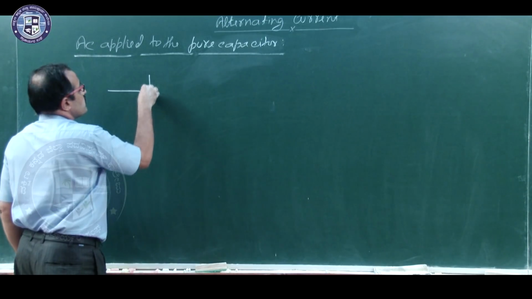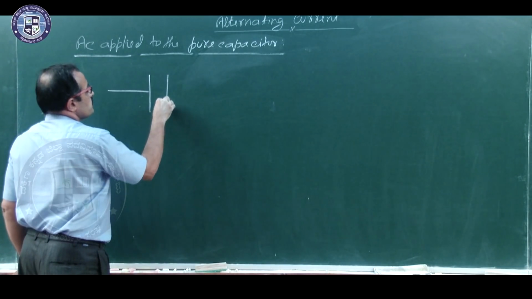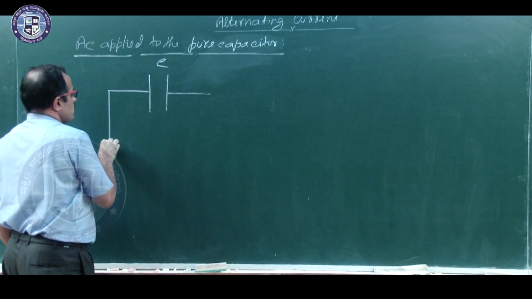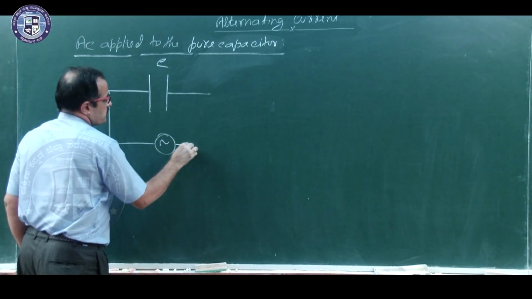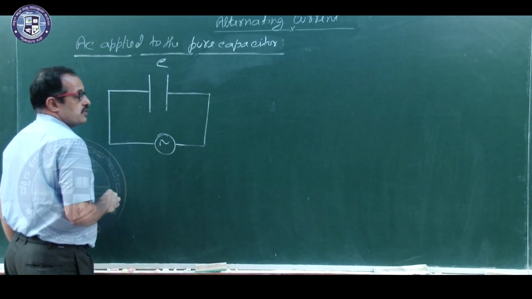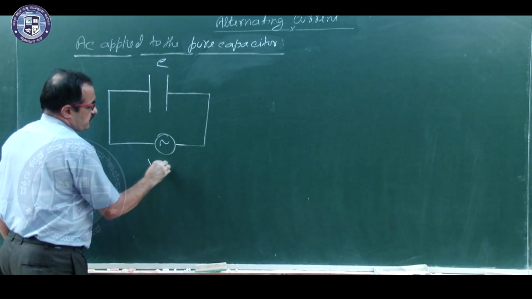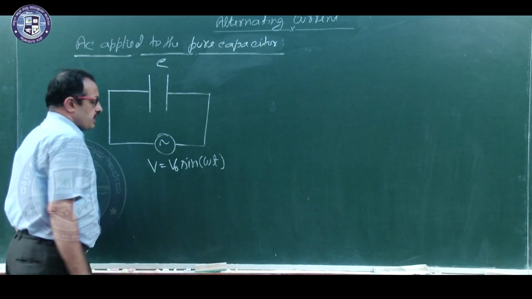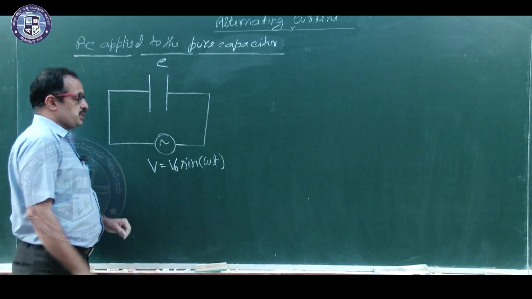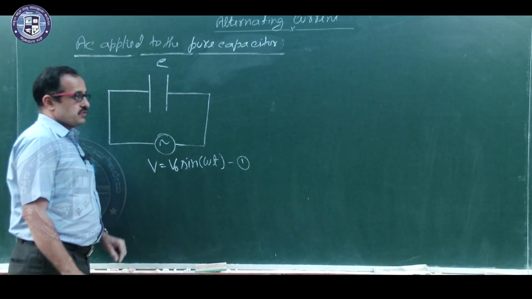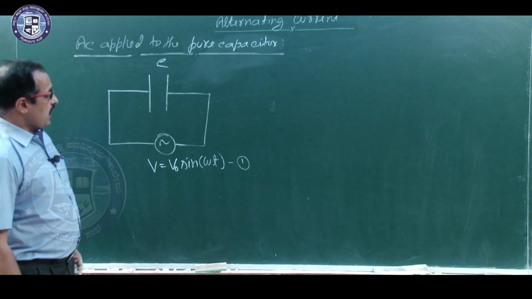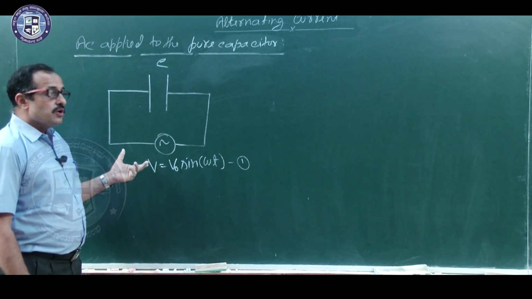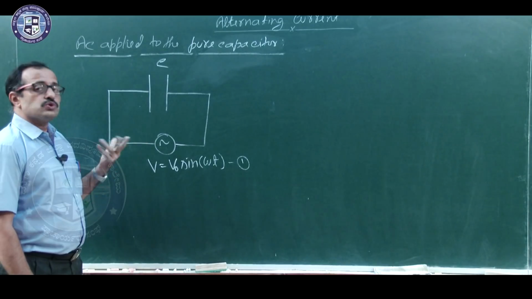This is a capacitor of capacitance C. It is connected to an AC source such that voltage is given by the formula V naught sin omega t. It is the equation for voltage. Let us say equation 1. And look here, as the time changes, voltage also changes. Not only the value, even the polarity changes.